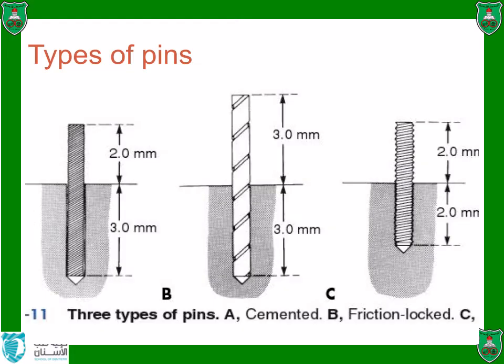Now we have different types of pins. Three main types. The first one is called cemented. The second one is called the friction lock, and the last one is the self-threading pin. We will learn about each type now.